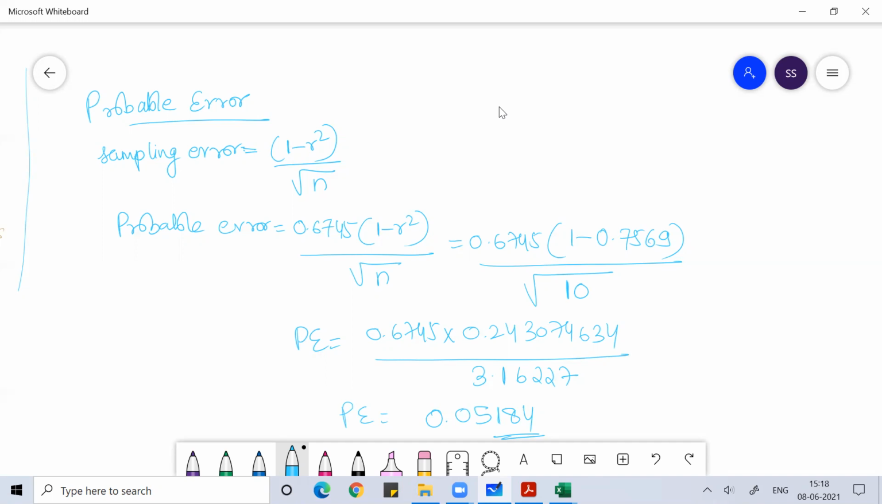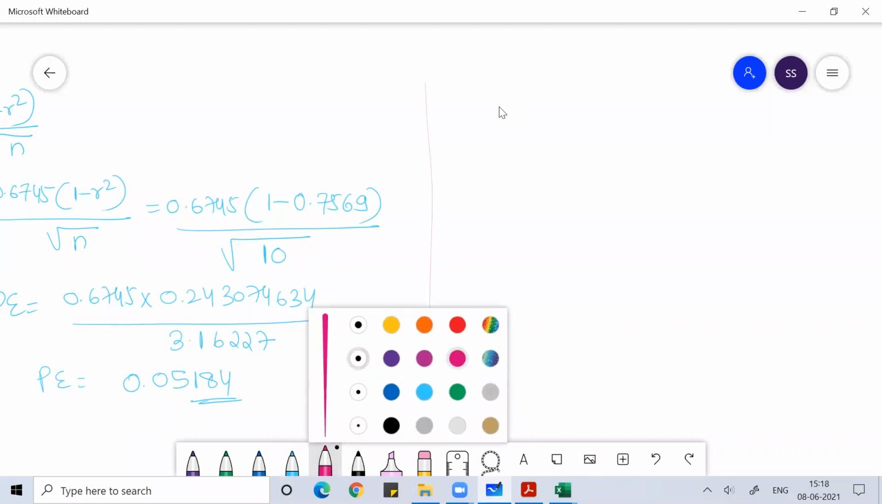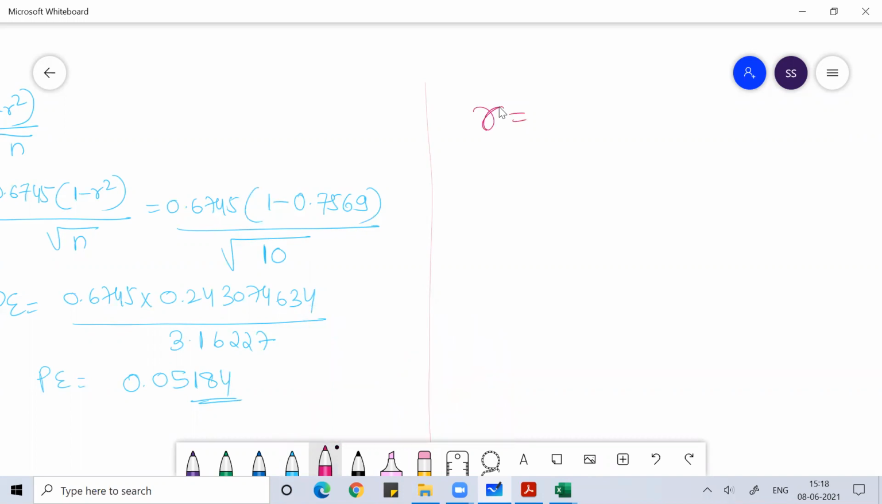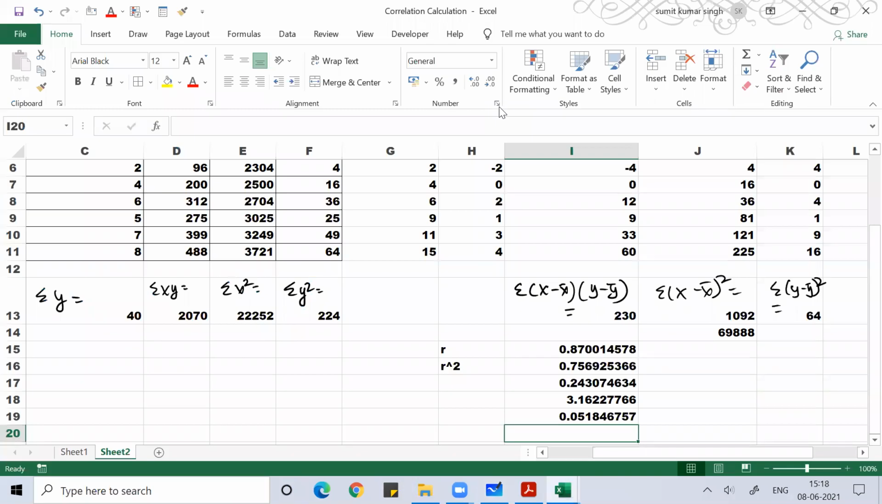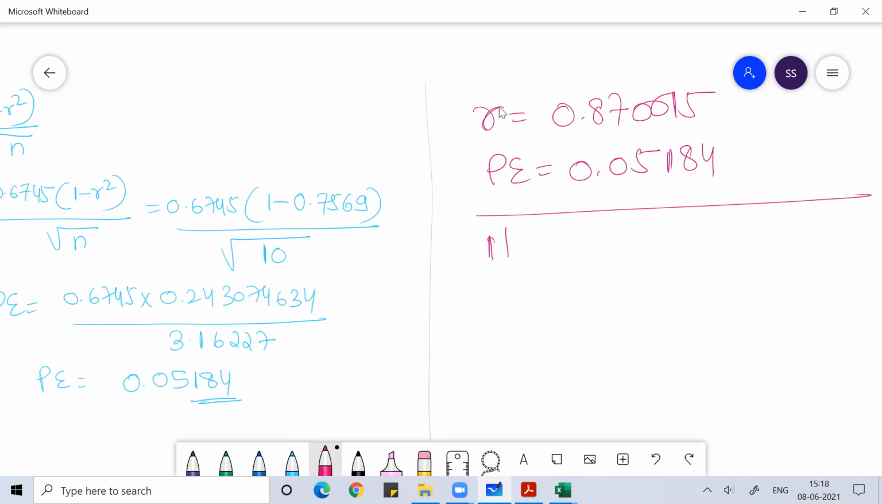So you understood. Your R value was 0.870015, and your probable error you got is 0.05184. Always remember this: if your R is greater than 6 times the probable error, then your R is significant. Then only your R is significant. They'll ask you to comment on the answer, so for that we need to find the probable error. If your R is greater than 6 times probable error, then only your R is significant.